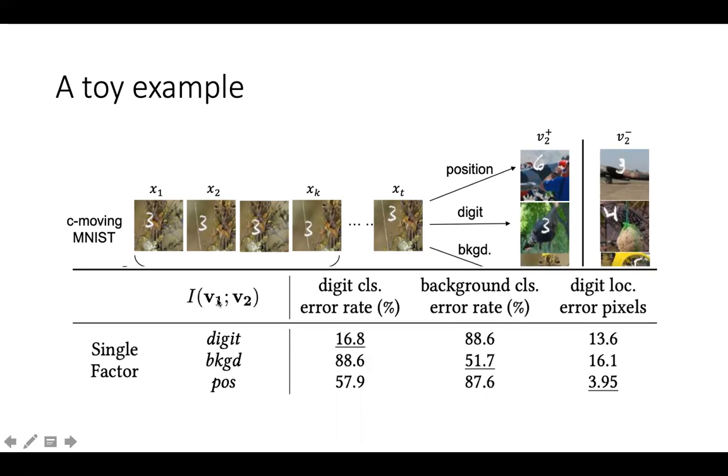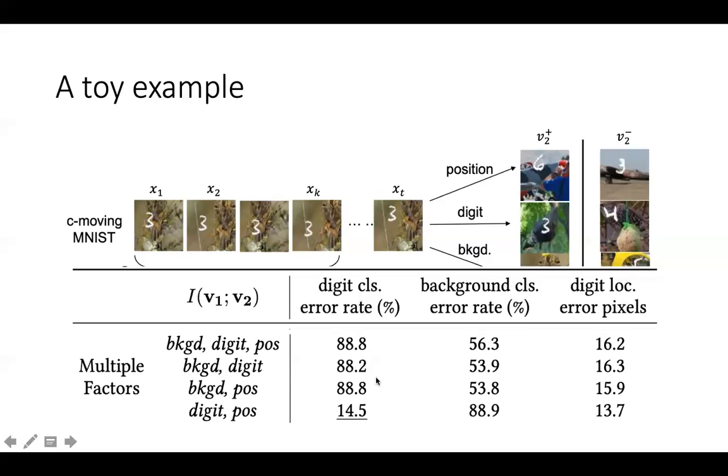So if V1 and V2 only share digit information, it performs well for the digit classification. Here's the error rate, lower the better. But it doesn't perform well for background classification and the digit localization. Similarly, if you just share the background information, it will do good for the background classification, but cannot do good for digit classification. If V1 and V2 share the position information, the learned representation will be good at predicting the position of the digit, but not the other 2 tasks.